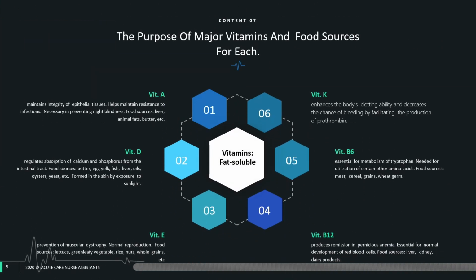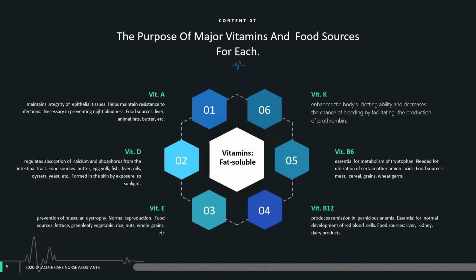Content 7: The purpose of major vitamins and food sources for each. Vitamin A maintains integrity of epithelial tissues, helps maintain resistance to infections. Necessary in preventing night blindness. Food sources: liver, animal fats, butter, etc.